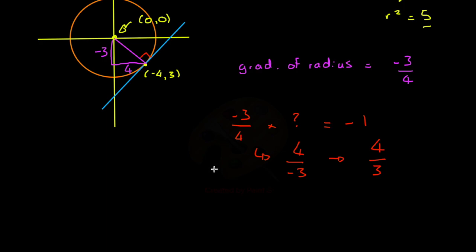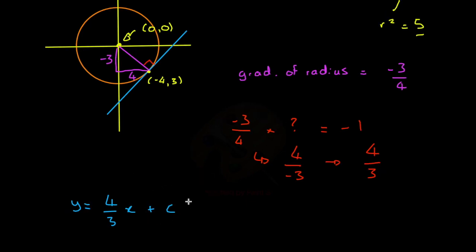So we know that the equation of our tangent is going to be y equals 4/3x plus c. Now all we need to do is find c, the y-intercept, and we're done. To find c, we need to take a point that is part of this tangent. Well, there's only one point that belongs to the tangent on this diagram, and that's the point (-4, 3).